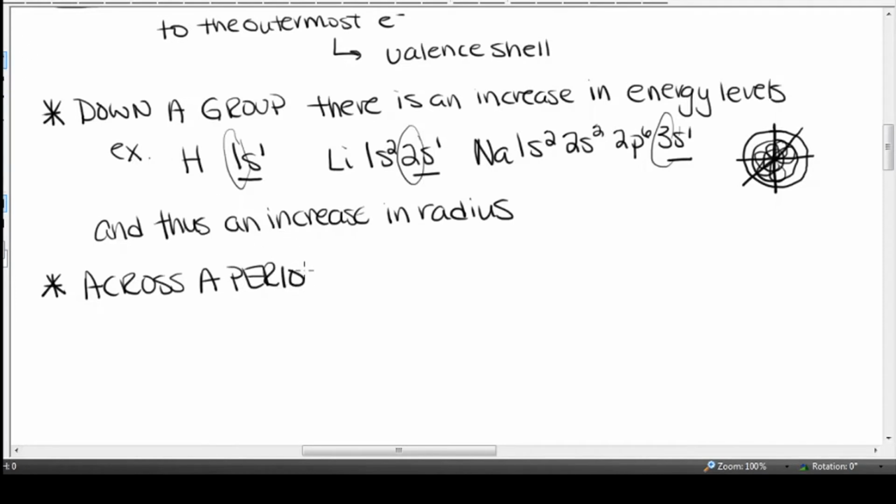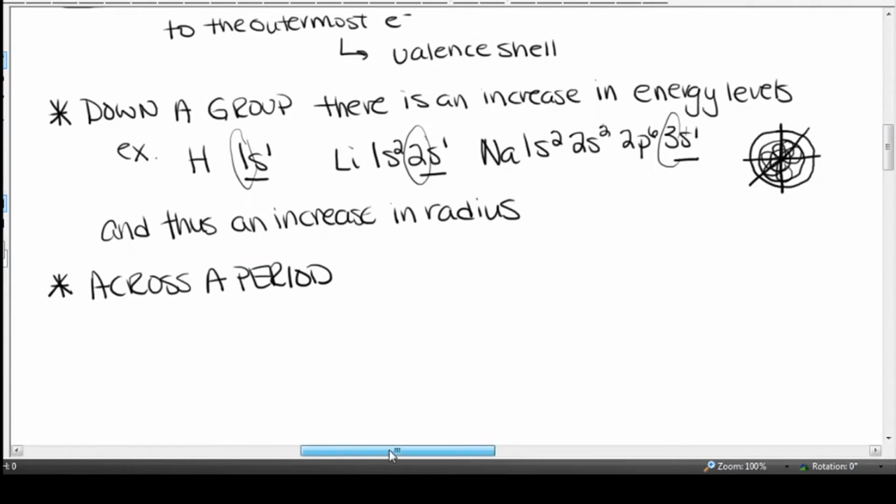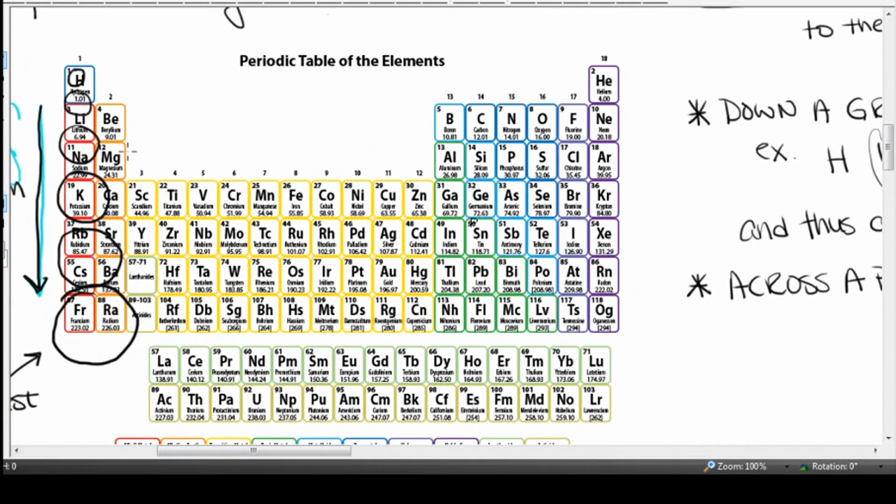Period. Okay, across the period. So let's look across the period. If I'm comparing, let's say, sodium to magnesium to aluminum, going this way across the periodic table, and it doesn't have to be the third period. Okay, so one, two, period three.